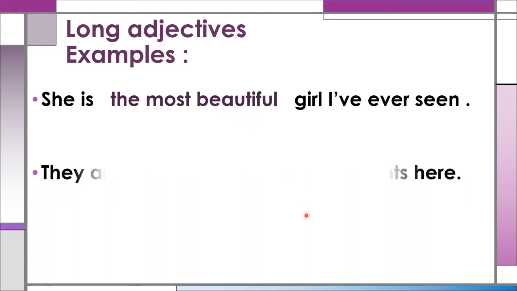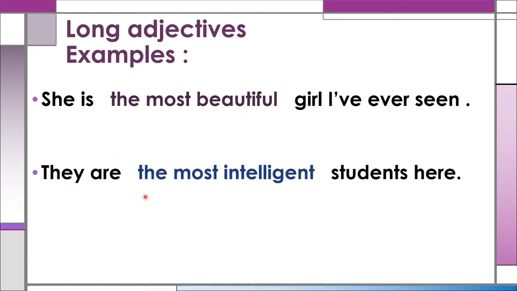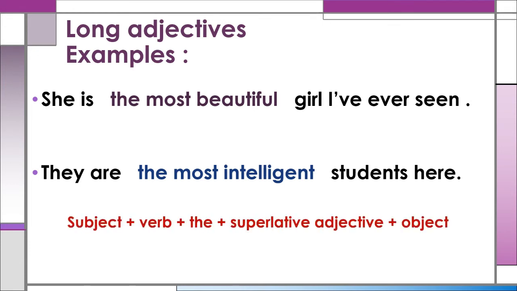And the second one is: they are the most intelligent students here. The most intelligent. We add the most before the long adjective, then we complete the sentence. So this is the form of superlative adjectives.